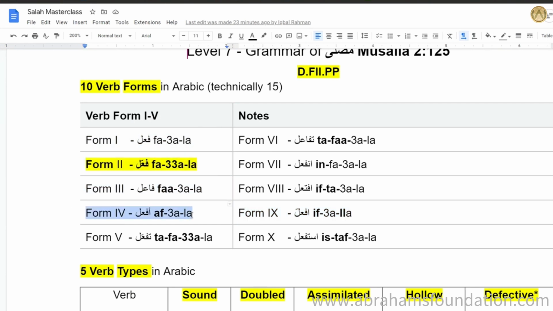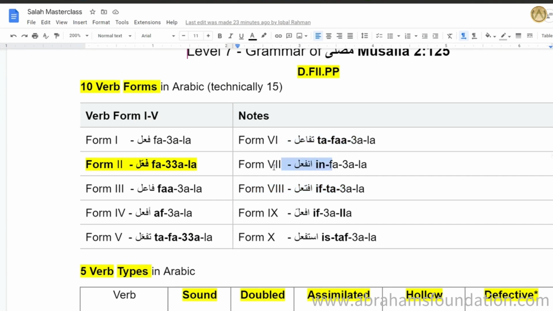This one is form 4. Allah really likes form 4 a lot. He uses this one a lot. And form 8, and 5. These are the ones that are commonly used in the Quran in general. This one too. These are the least used.